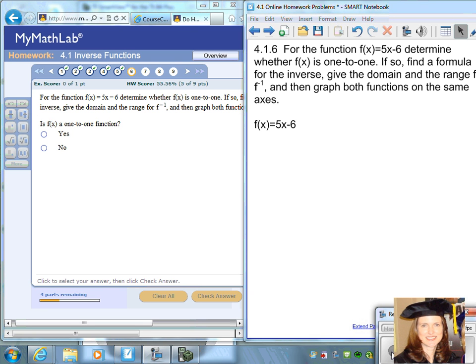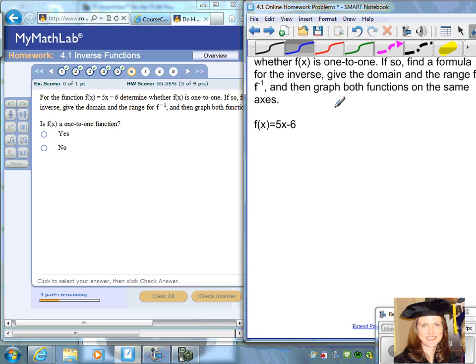Question number 6 from section 4.1, inverse function. It has several parts. We're asked for the function f of x equals 5x minus 6, determine whether f of x is 1 to 1. Well, we know a function is 1 to 1 if it passes the horizontal line test. So you can make a quick sketch of this function.